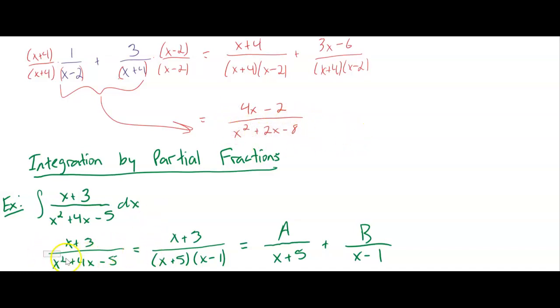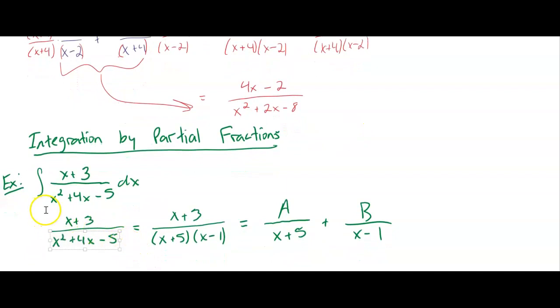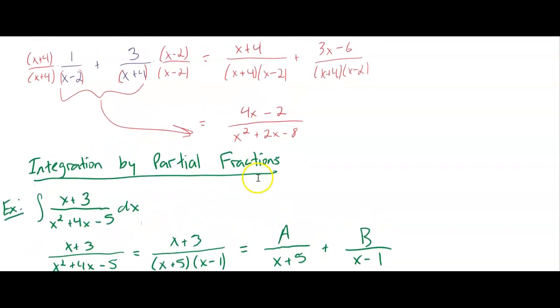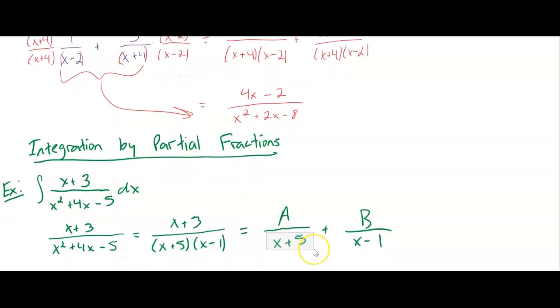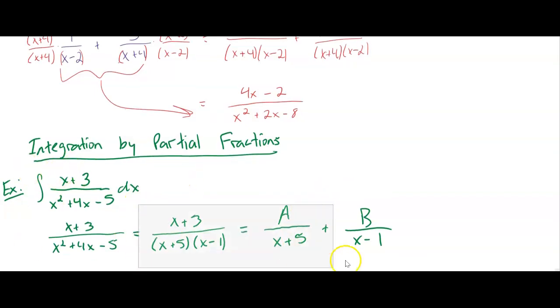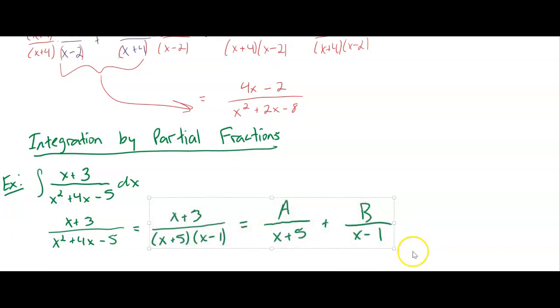And this has the same property. The top is 1 degree less than the bottom. So when I reverse engineer it back into the purple, I'm going to have the top be 1 degree less than the bottom. Since the bottom is just linear, with only an x and a number, then I go 1 degree less and I get a number. So that's the reasoning why we can separate this out into two fractions.